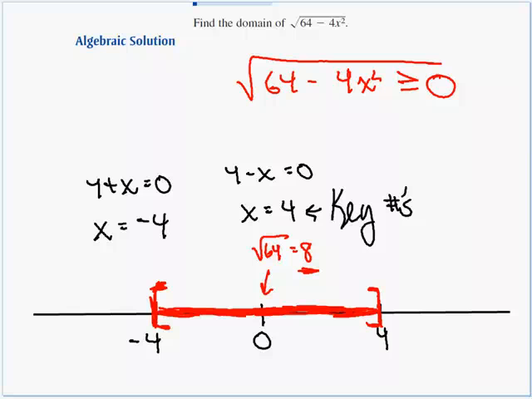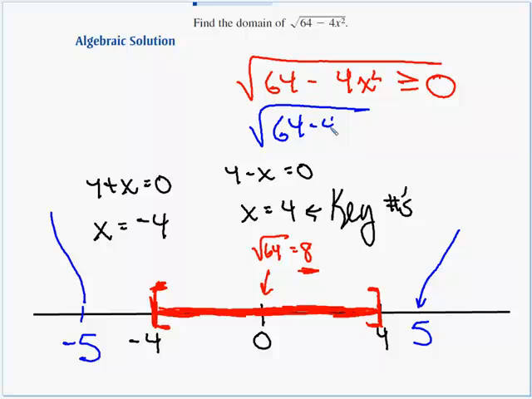What if we happen to stray outside? What if we plug in a 5? Or we could look at the same time its negative counterpart, negative 5, because the same thing is going to happen under the radical. We're going to get 64 minus 4 times x squared. If we plug in the 5 and square it, we'll get 25. If we plug in the negative 5 and square it, we get the same 25. So that becomes 4 times 25.